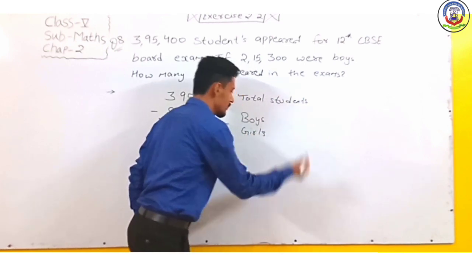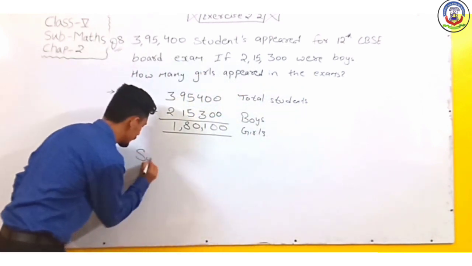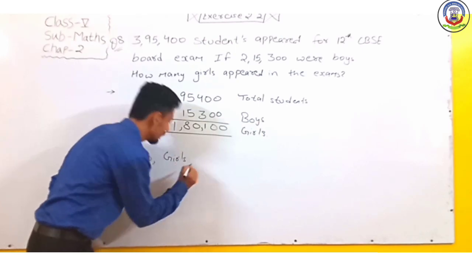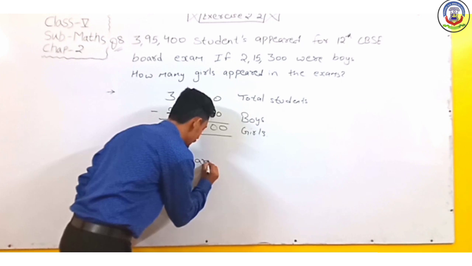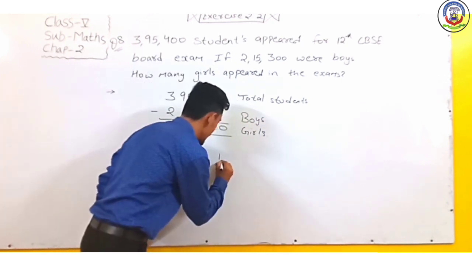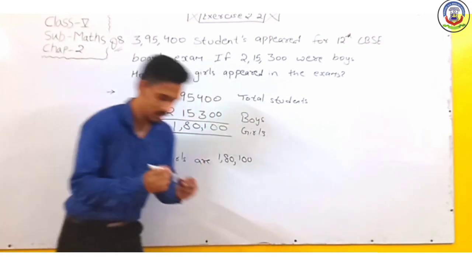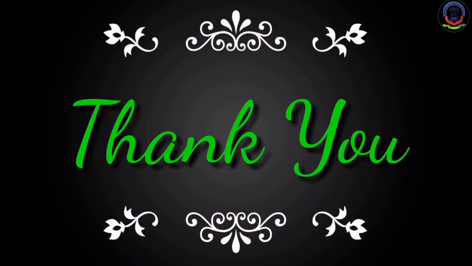So these are girls. So girls are 1,80,100. Okay. Thank you.